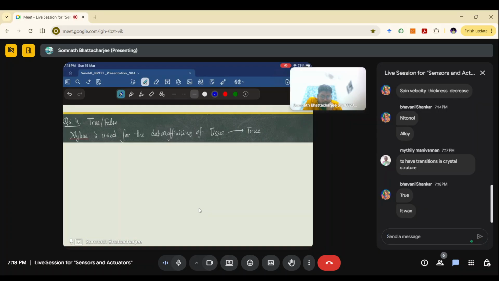Why is xylene suitable for this? Or let me reframe my question first. What is deparaffinizing? What does it mean? Let me write it down. Removing wax from FFPE, or formalin-fixed paraffin-embedded tissues. So removing the wax from FFPE tissues. So why is xylene suitable for that?